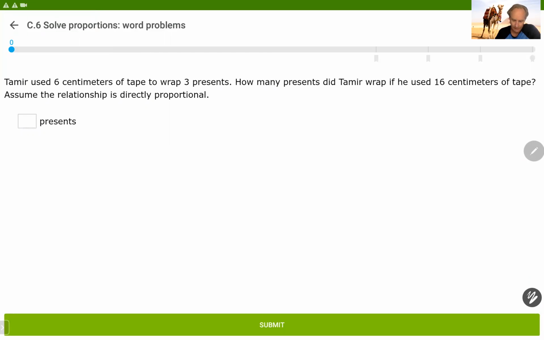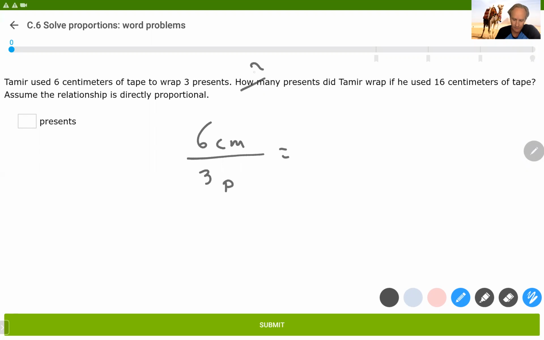So it says 6 centimeters can be used to wrap 3 presents. And we want to know how many presents, now that's our X, or P if you like, but I'm going to go ahead and use X, can be used with 16 centimeters of tape. Now, one of the things I did on purpose was I wanted to show you something.